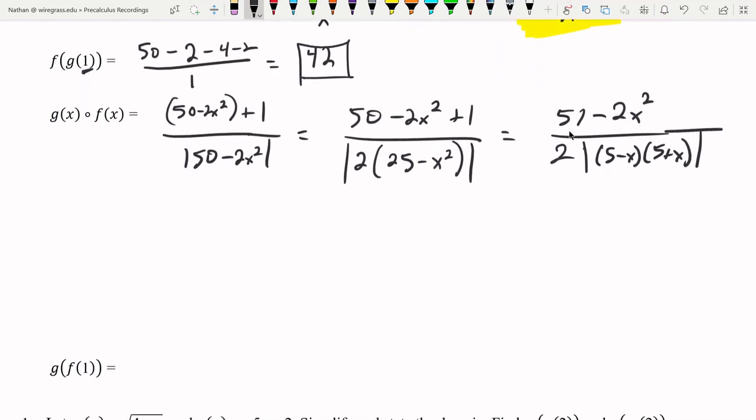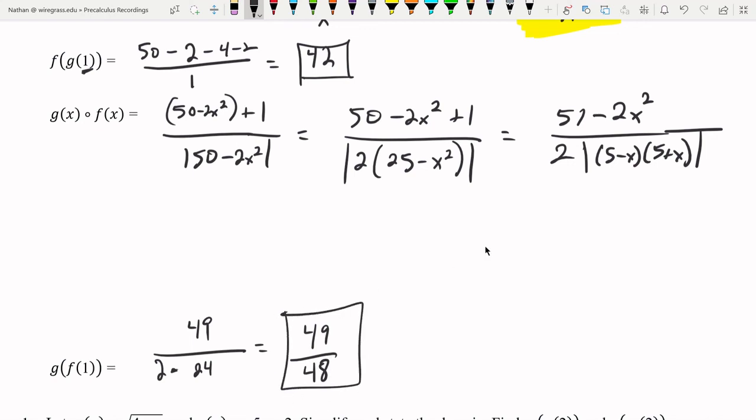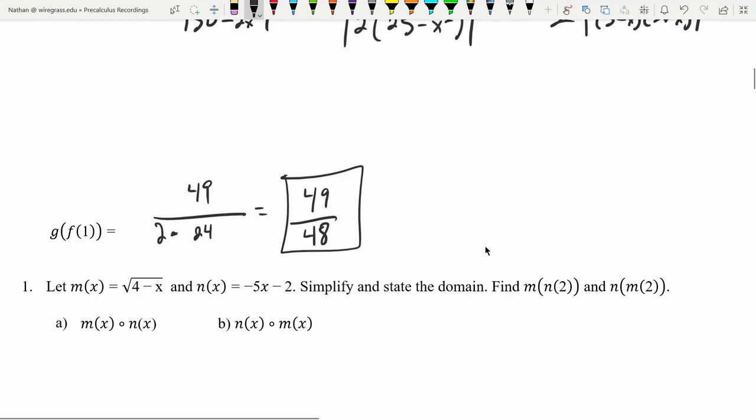Plugging 1 into there, we're going to get 51 minus 1 squared, so it's going to be 51 minus 1, so 50. Actually, on the top it's 51 minus 2... so 49. On the bottom, 2 times the absolute value of 5 minus 1 is 4, 5 plus 1 is 6, 4 times 6 is 24. Absolute value of 24 is 24. So we're going to get 49 over 48. Okay, give it a try in number 1.